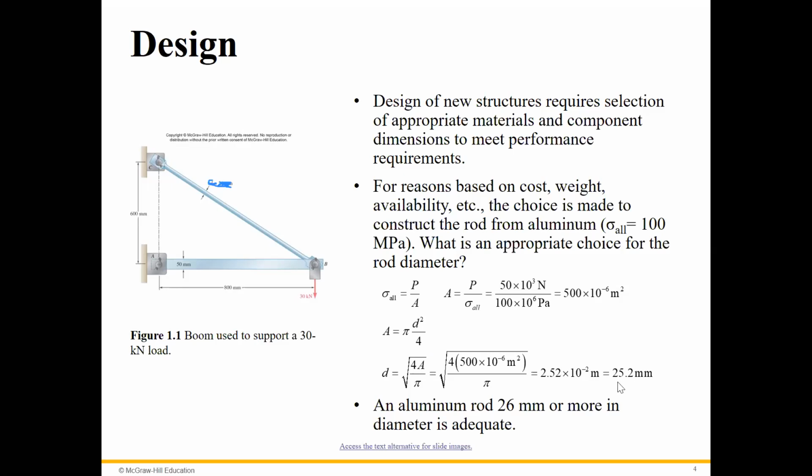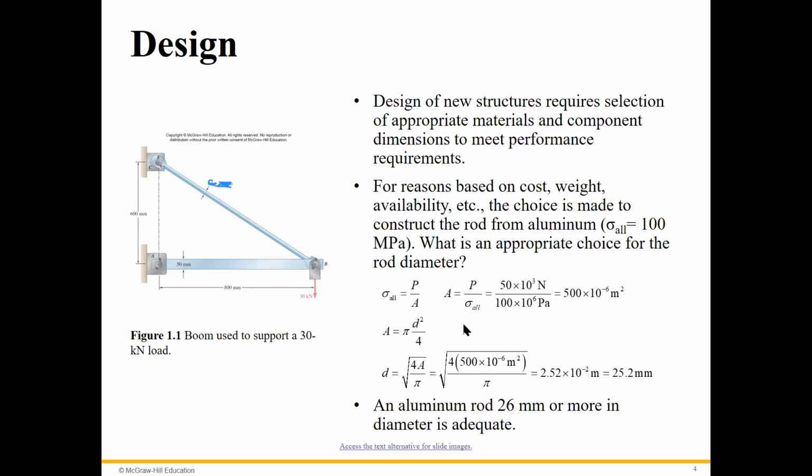So we find 25.2, this is the good one, but in the market, we don't have this diameter, right? 25.2 millimeter. So we should pick some diameter greater than it that we know is in the market. Maybe we don't have 26 either, maybe we have just 30 millimeter. That's fine, we can pick it, right? So that's a design problem.